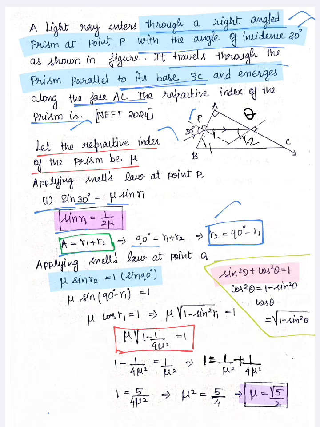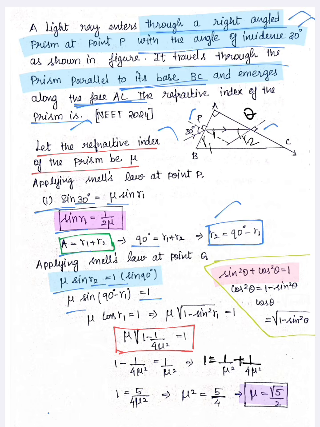From this we write R2 equal to 90 minus R1, and we apply Snell's law at point Q. We get refractive index of prism into sin R2 equal to refractive index of air into sin of emergence. Here angle of emergence is 90 degree because the emergent ray is along the face AC, and sin 90 equal to 1. And instead of R2 we substitute 90 minus R1.